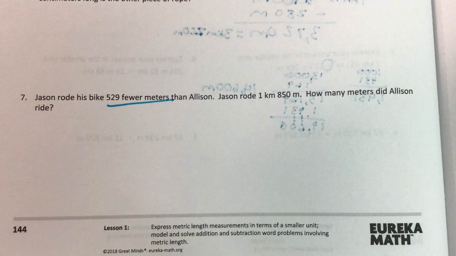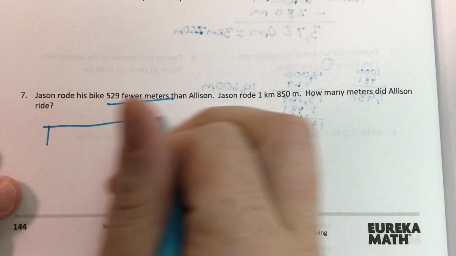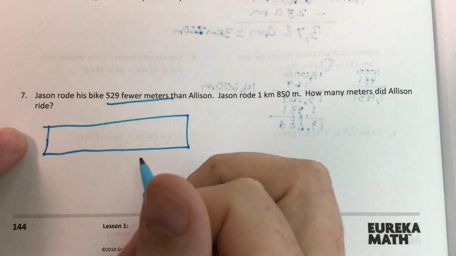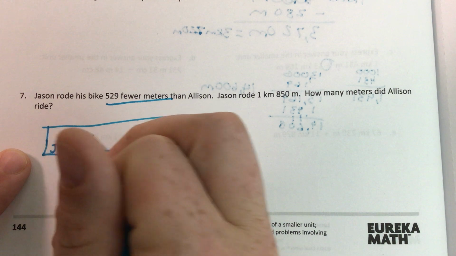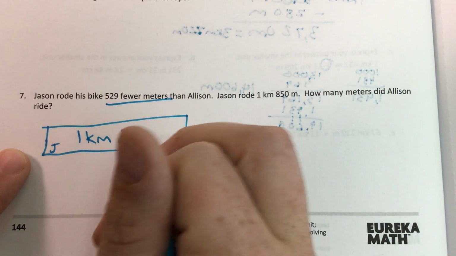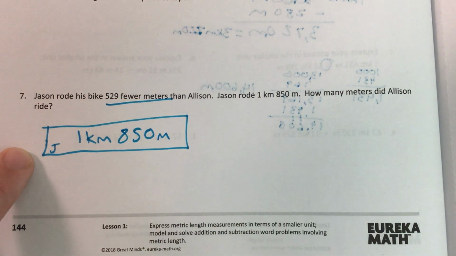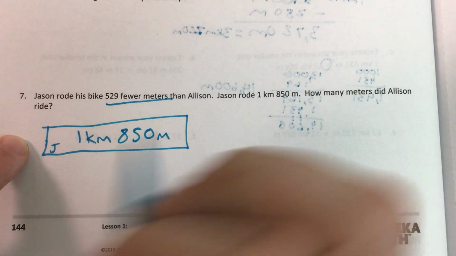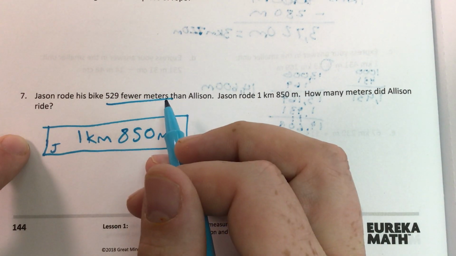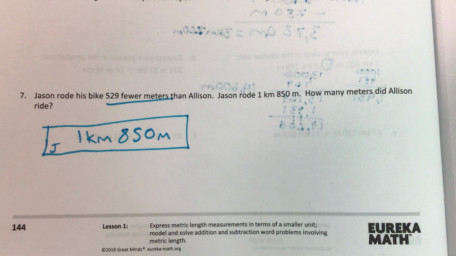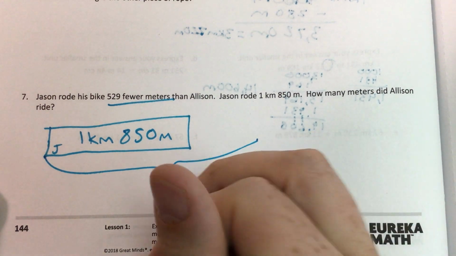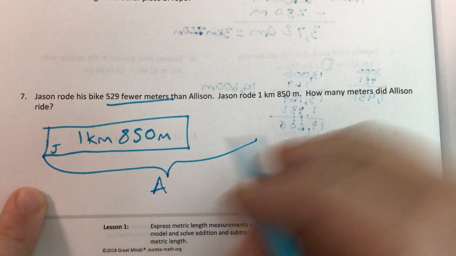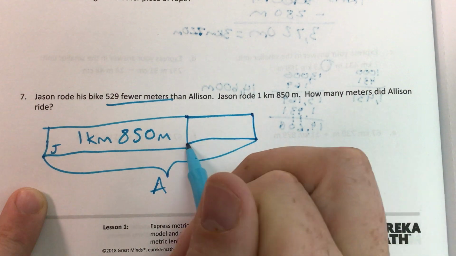So I know that Jason rode a lesser distance. I also know how far Jason actually rode. He rode 1 kilometer, 850 meters. In this problem, I know that if it says fewer meters, my thought is it's subtraction. But in this case, I'm trying to figure out how much Allison rode. So I could actually transition this into an addition problem.